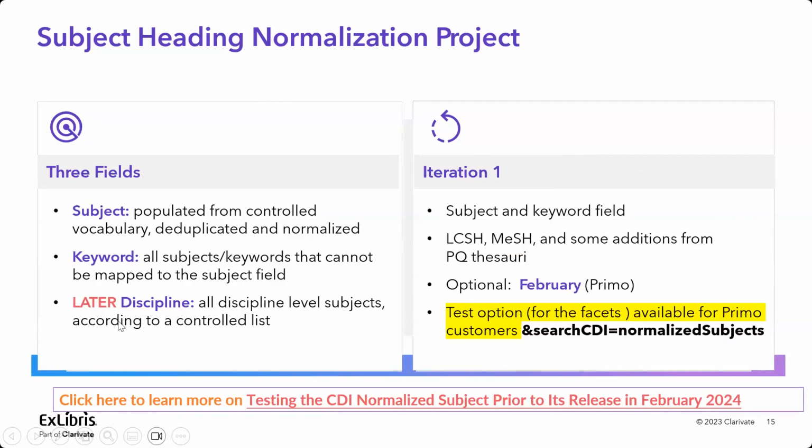I added here a link to an article that summarizes the effort of this project, but also has a section on how to test it. You can add a flag to your URL with the November release and already go ahead and test the normalized subject and compare the old and new. And we would appreciate getting your feedback.